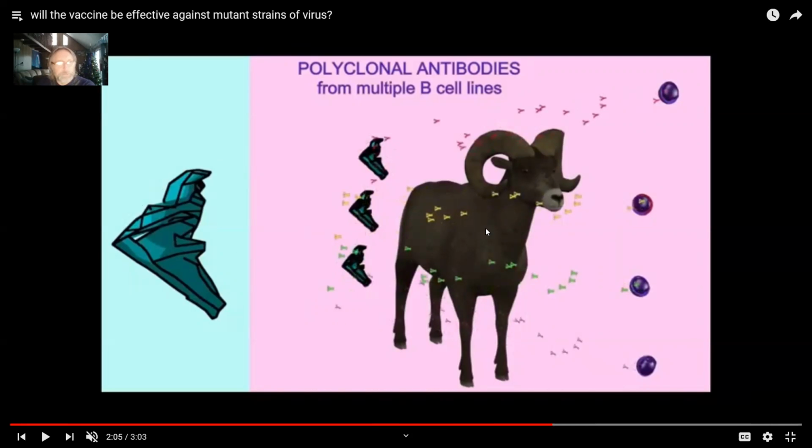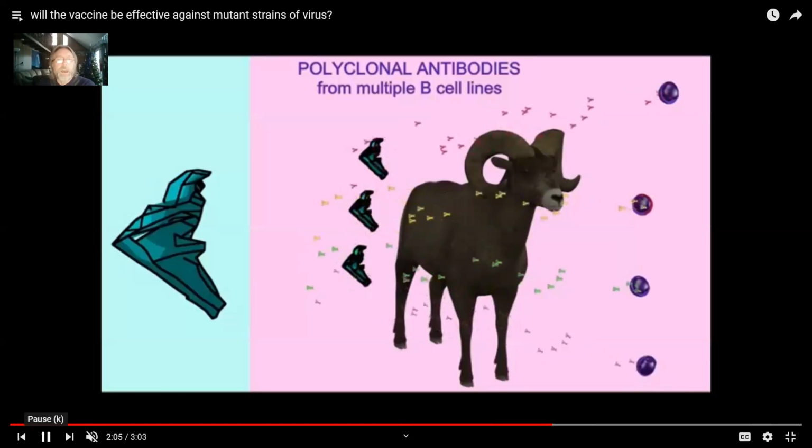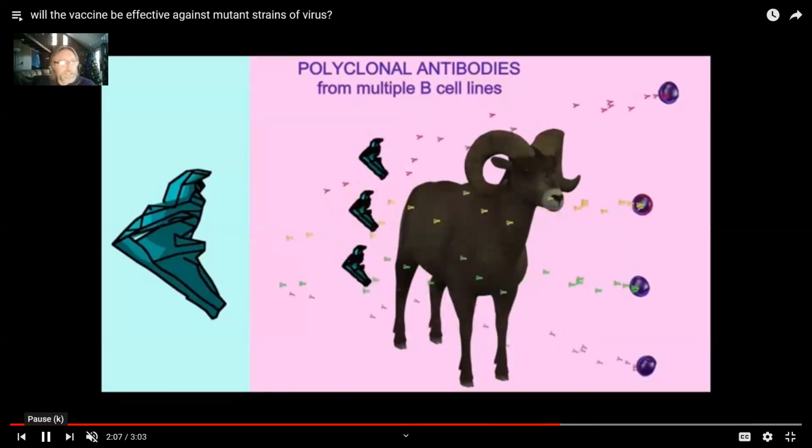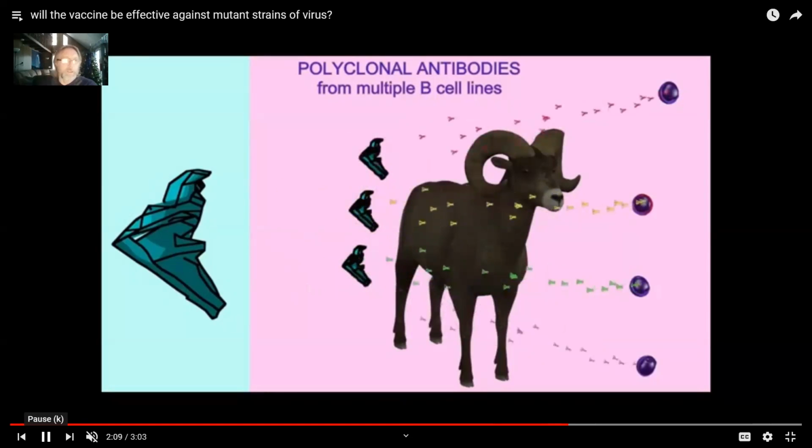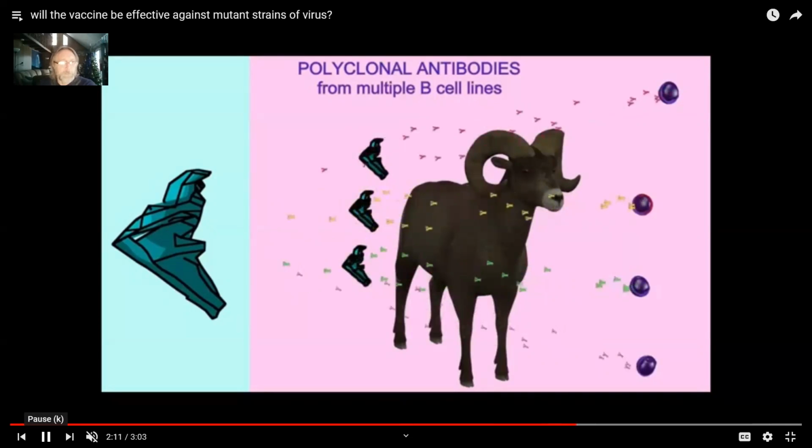So now in the sheep, yes, you're making antibodies against the coronavirus protein, but you're probably making different antibodies against different parts. If you're into antibody production, the term is epitope. And polyclonal antibodies are now making antibodies against multiple epitopes from multiple B cell lines. Now, what that means here is, let's say the UK variant, I'm making this up, is more transmissible.